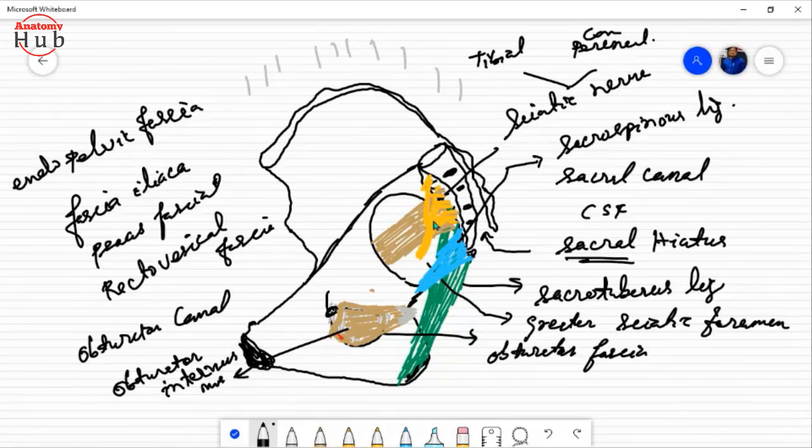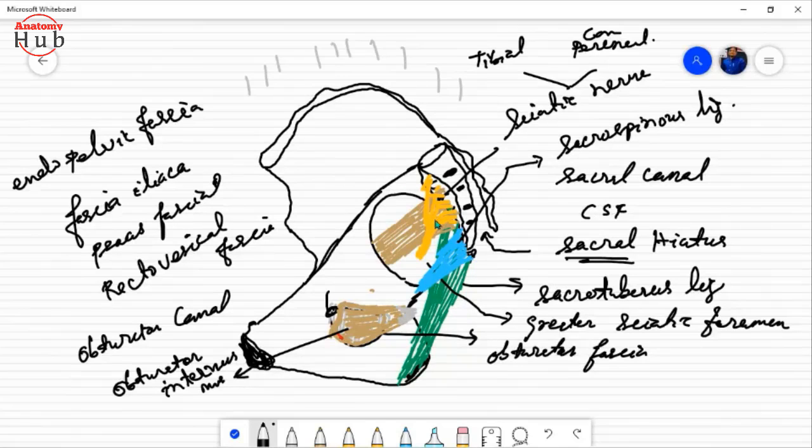Okay, and that fascia will be absent when the sciatic nerve goes down towards the back of the thigh, at the hamstring region. Then just above the popliteal fossa, this fascia will be absent. At that time, the tibial component will go straight downward, and the common peroneal component will go laterally towards the fibula, right.